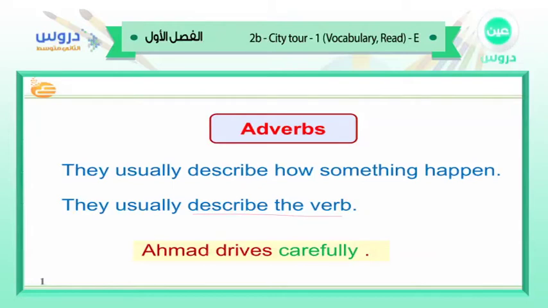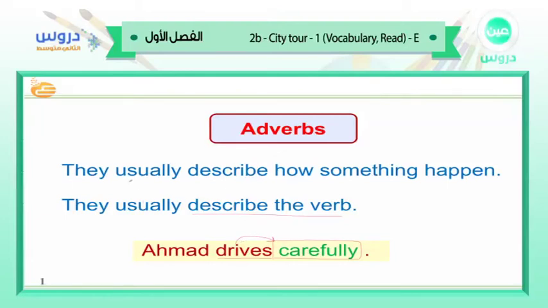Okay? Ahmed drives, this is the verb, carefully. Ahmed drives carefully. So it describes how Ahmed is driving. He drives carefully. He's a good boy. He drives carefully. Okay? This is how we describe the verb.